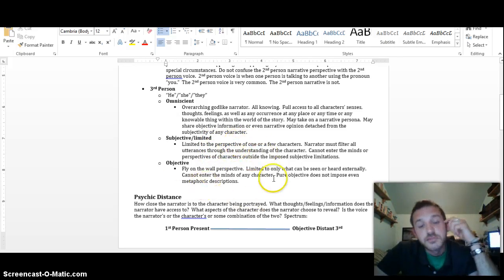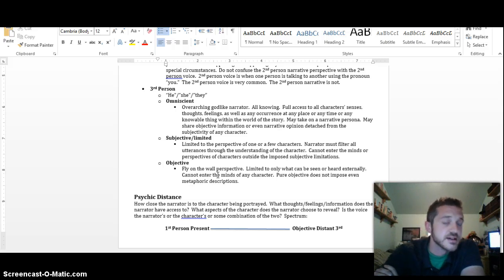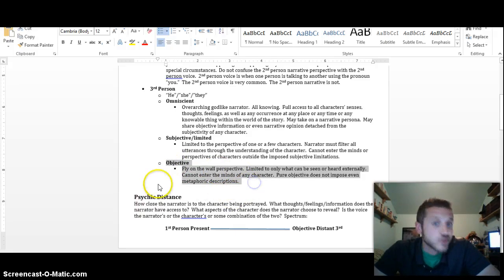And then objective. Hemingway writes in this a lot. His story Hills Like White Elephants is written in third person objective, which we usually read in my English 100 classes. But this is the fly on the wall perspective, where the third person narrator is standing outside of the story and can only tell the reader what the narrator sees and hears and senses, not anyone's thoughts. So this perspective is actually very close to screenwriting.